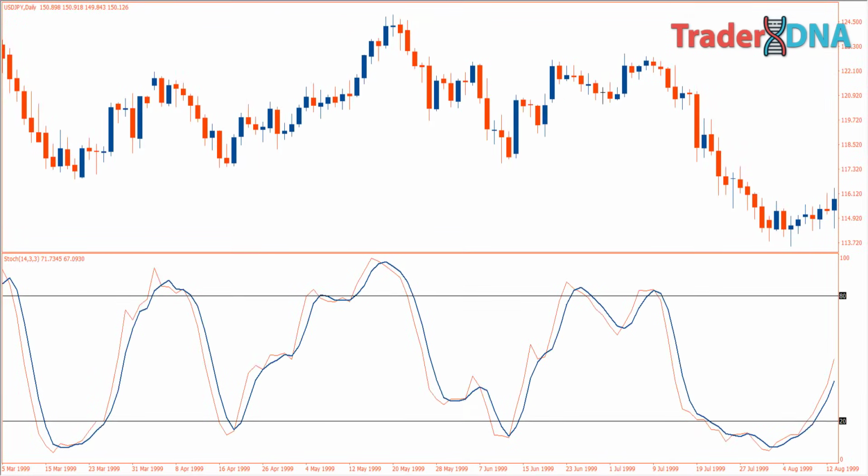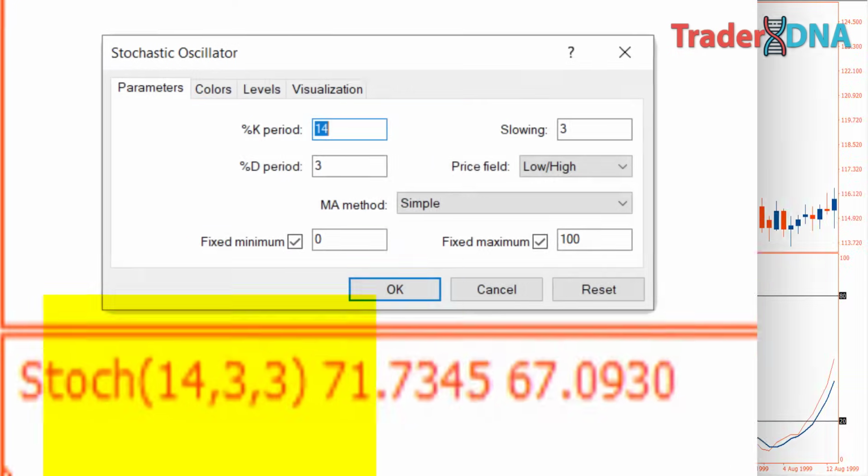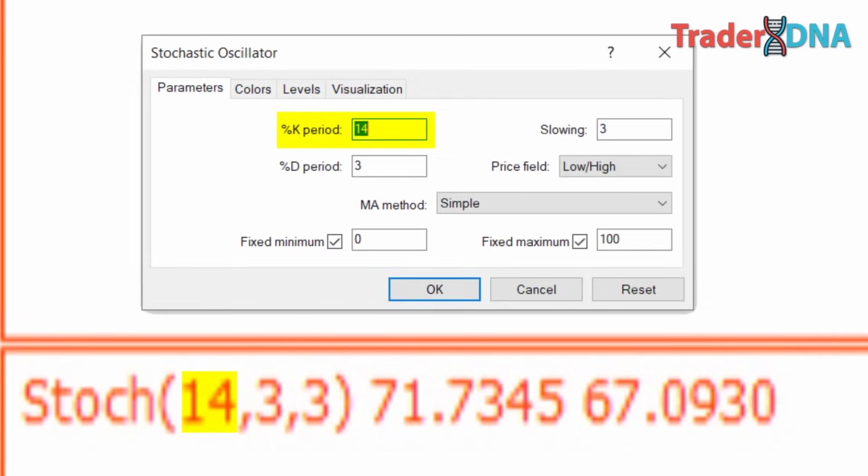This custom indicator, developed by George Lane in the late 1950s, reveals the relationship between the closing price of a stock and the high and low price range over a 14-day period. It measures the momentum and the trend strengths in the market.